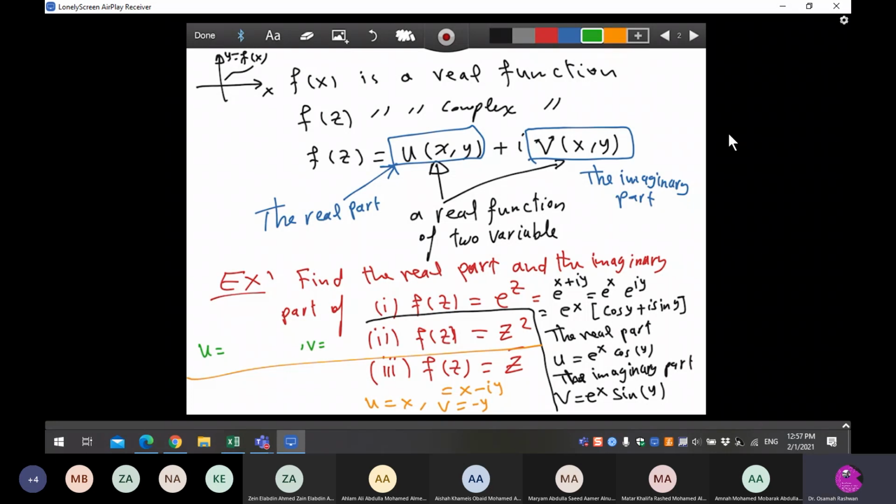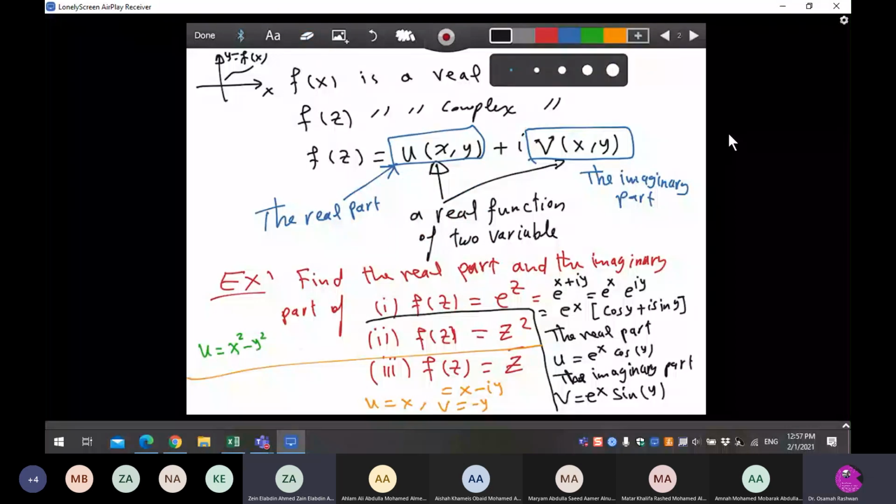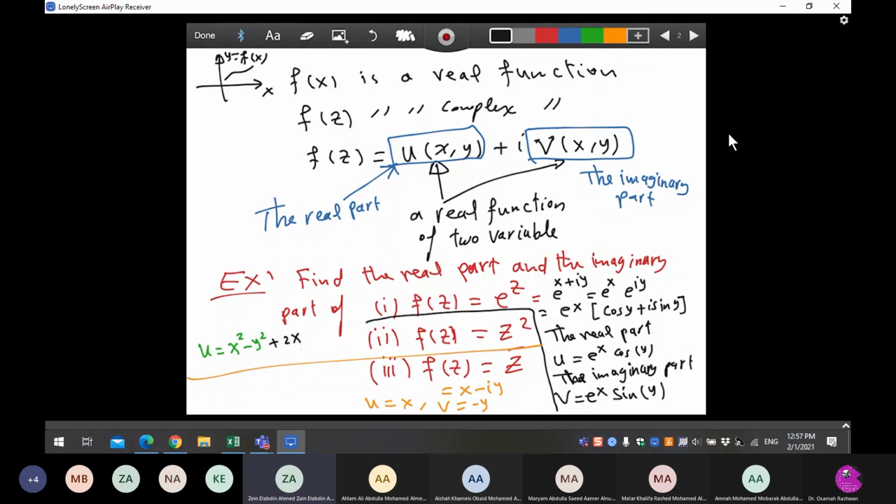It is difficult to multiply x plus iy times x minus iy. Sorry, x plus iy squared, z to the power of x. This is x squared minus y squared, plus 2xiy. This is the whole equation of z. The real part doesn't have i. I'm talking about the whole equation.